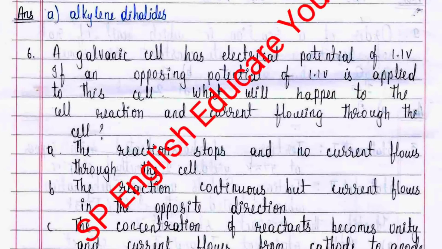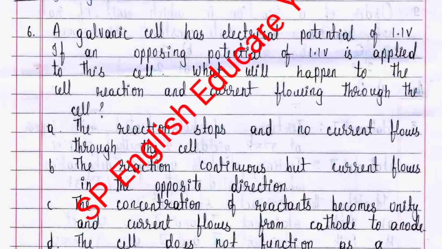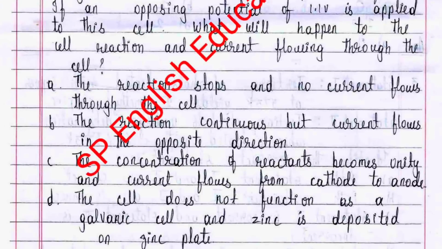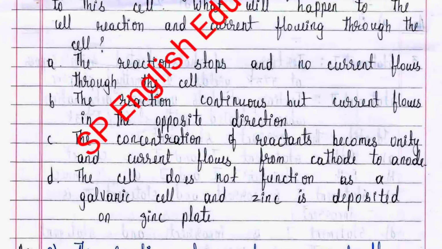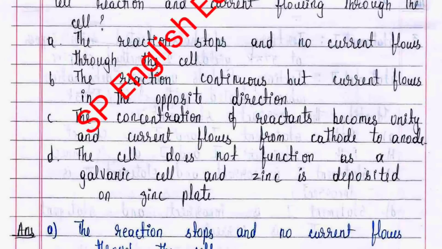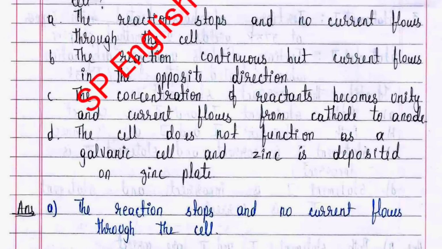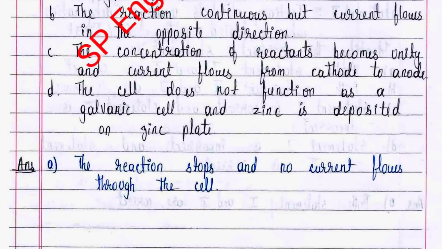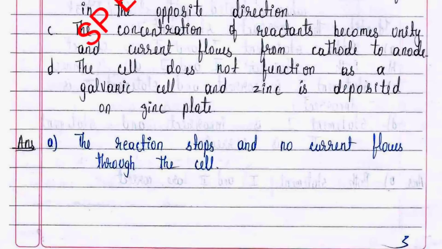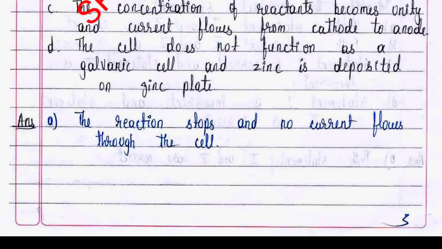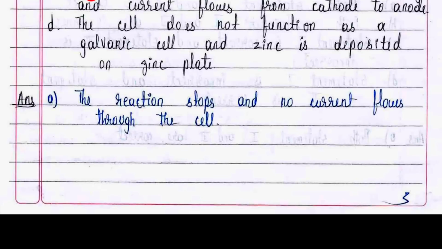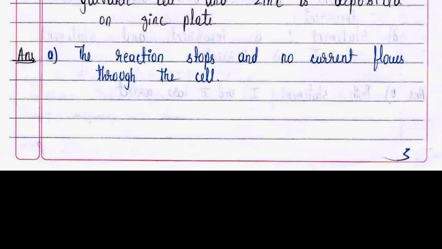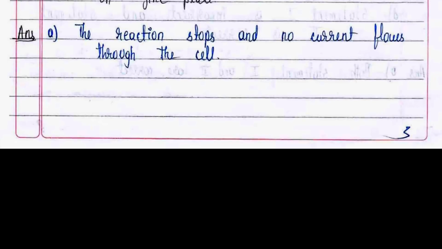6. A galvanic cell has electrical potential of 1.1 V. If an opposing potential of 1.1 V is applied to its cell, what will happen to the cell reaction and current flowing through the cell? A. The reaction stops and no current flows through the cell. B. The reaction continues but current flows in the opposite direction. C. The concentration of reactants become unity and current flows from cathode to anode. D. The cell does not function as a galvanic cell and zinc is deposited on zinc plate. And the answer is A. The reaction stops and no current flows through the cell.